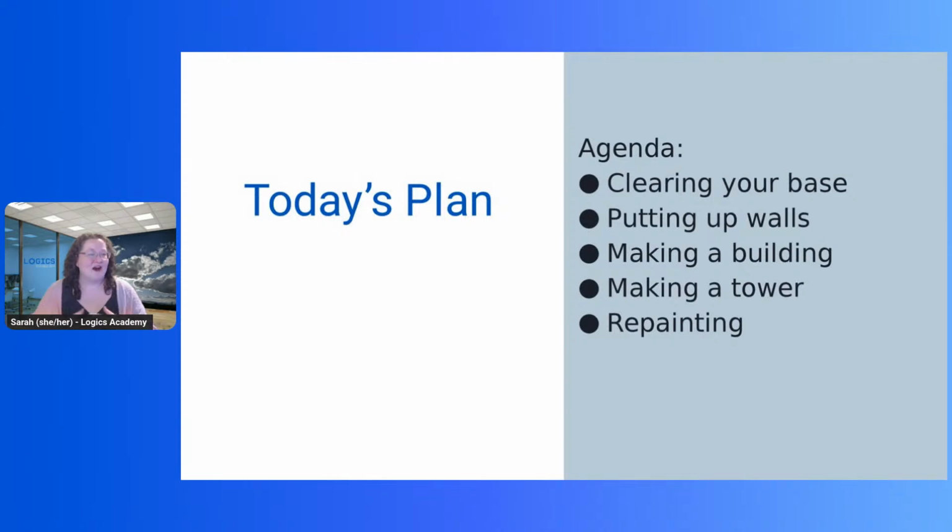What we have on the agenda for today is we're going to learn 5 key pieces of code. We're going to learn how to clear a spot for our base in a random world that we generate. We're going to learn some code to put up some defensive walls around our fort. Then we're going to learn some code to start making buildings in our fort. Then we're going to learn a little bit more advanced code to make a tower. And then I'm going to teach you one of our favorite pieces of code for repainting something into a different block.